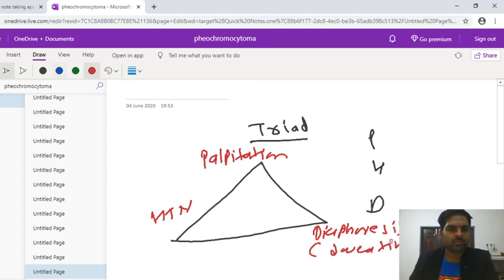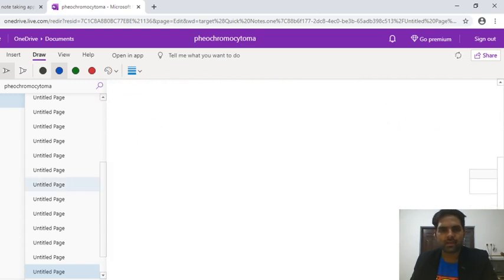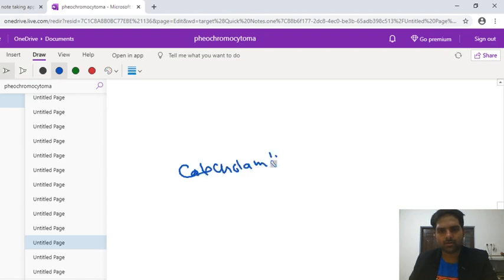Remember one thing here: the hypertension is always episodic. That is, the patient will not have hypertension the whole day. Now why does the patient have episodic hypertension? Let's see here. As we all know, catecholamines have a very short half-life, very short T half.